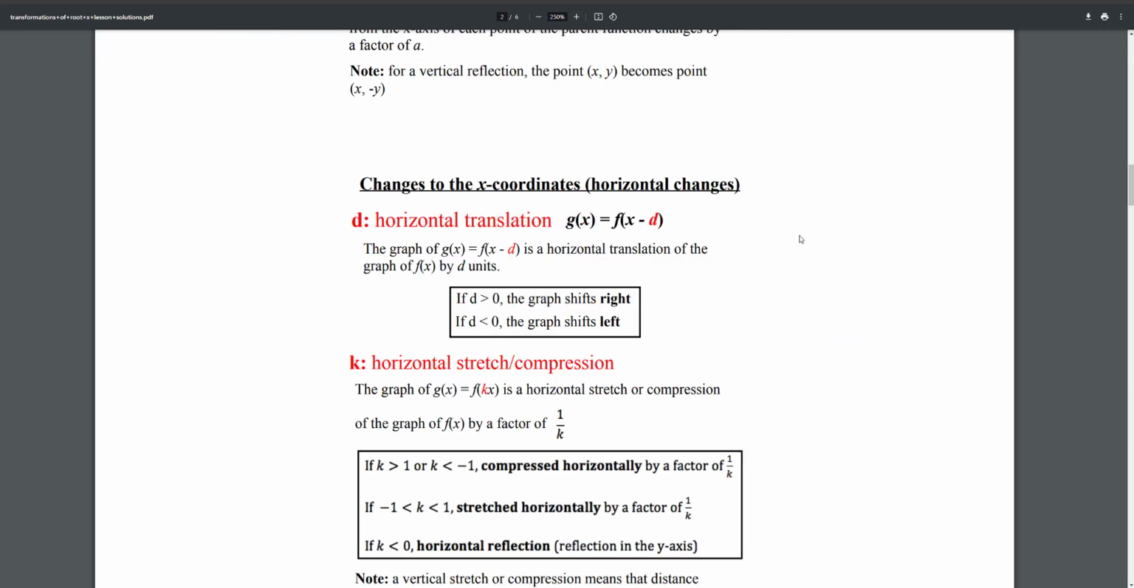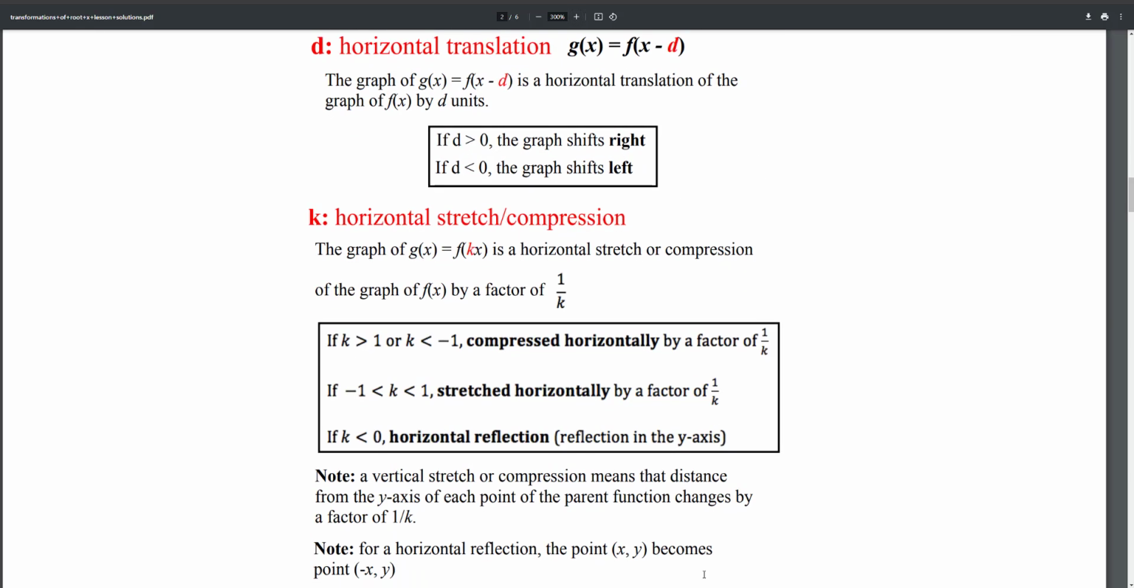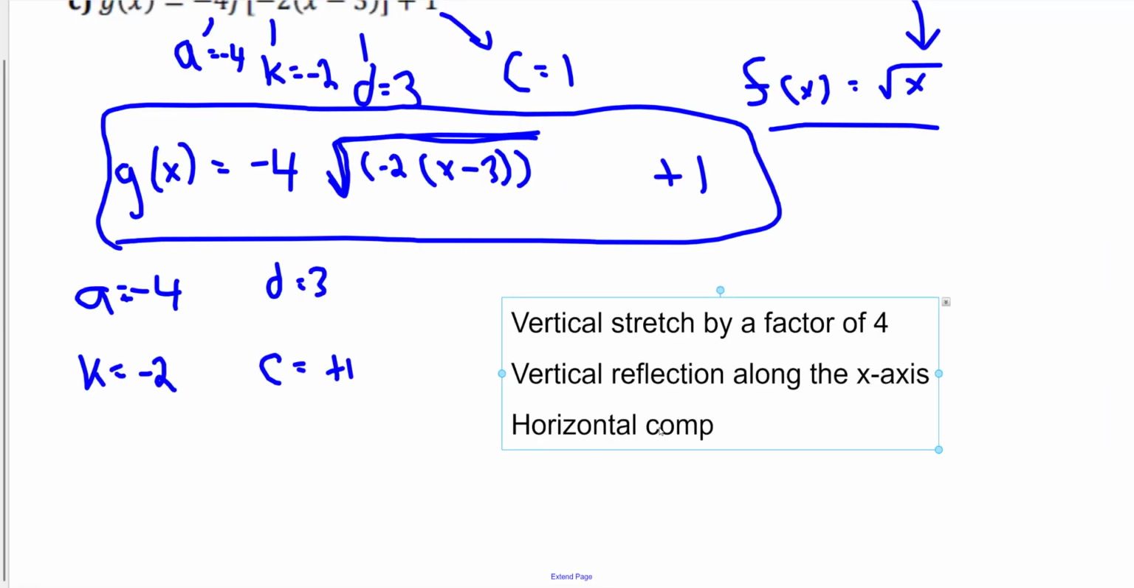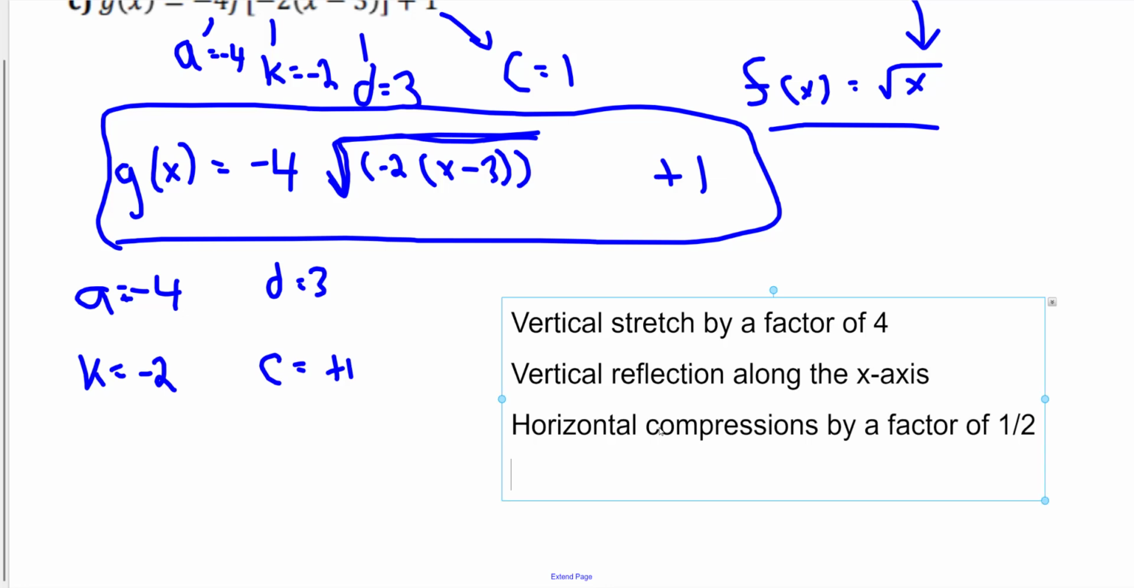So if k value is, what was k value? 2. Remember, the negative just means it's reflection. You're just looking at the numerical value. So if k value is 2, it's this top word here. It's compressed horizontally by a factor of 1 over k. So that's important. So this is a horizontal compression by a factor of 1 over 2. You don't put the negative. Remember, the negative just means that it's a reflection. That's all that the negative means. So this is a horizontal reflection along the y-axis.